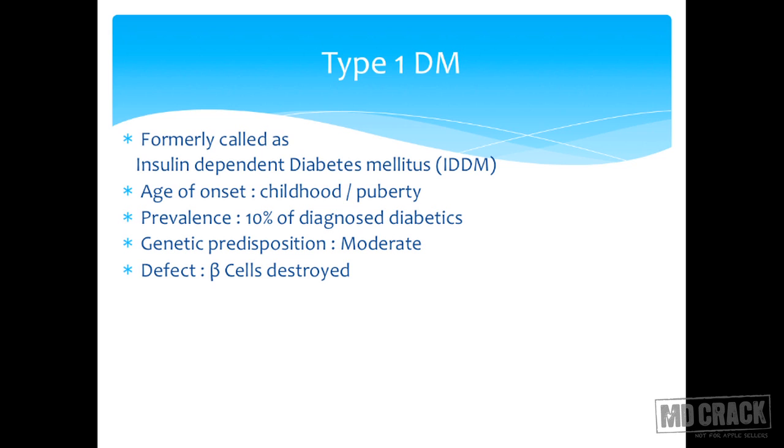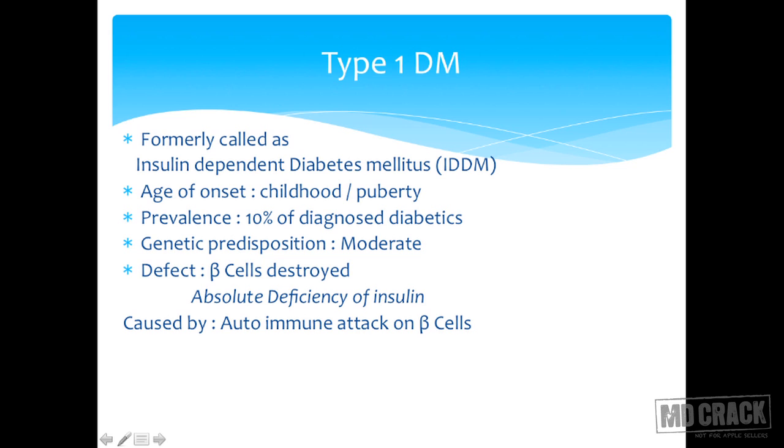What is the defect? Beta cells are destroyed. Why are they destroyed? And what will be the effect? When beta cells are destroyed, there will be absolute deficiency of insulin. Insulin is completely absent. That is why the name insulin dependent diabetes mellitus. Now this is usually caused by autoimmune attack on the beta cells. Autoimmune means the immune cells are not able to recognize between self and non-self antigens. They think that the beta cells are non-self and they go and attack the beta cells and lead to autoimmune destruction of the beta cells, leading to absolute deficiency of insulin.